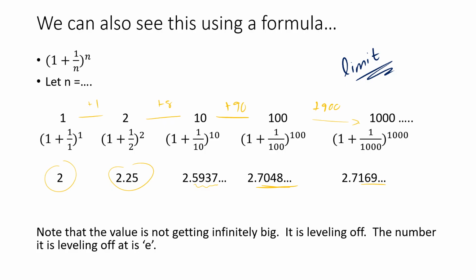The number it is leveling off at is the value of e. And so you get an idea here, even though it's early in your math career if you're an algebra student. Now, if you're watching this as a pre-calculus student, then you are very likely going to see this in a pre-calculus class. But it's leveling off, it's approaching a limit, and that limit is e.